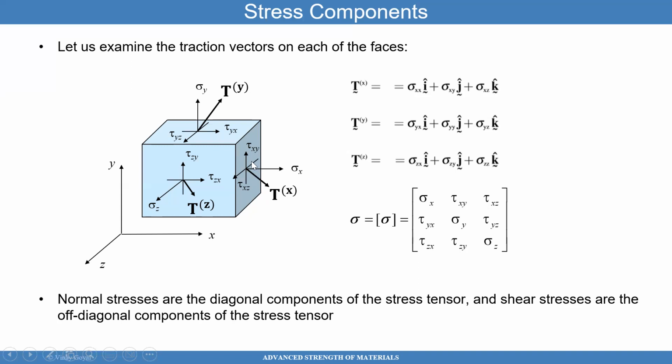Let's now choose one more direction to make sure the idea has been reinforced. I have a traction vector acting on that top surface. This traction vector is acting on the Y surface, which is the reason I put a superscript Y, because this traction vector is not the same as this traction vector. They're different traction vectors. This traction vector is the one acting on this surface, and this traction vector is the one acting on this surface.